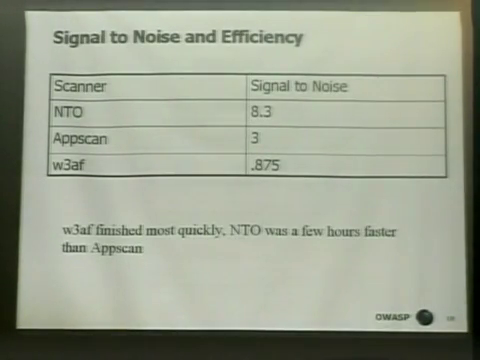And this is just so I basically took all the false positives and divided the vulnerabilities by the false positives. So that's what I got there. And as far as efficiency goes, just because the scanner finishes quickly doesn't mean it's going to find the most vulnerabilities either. I found that AppScan was the slowest, but generally gave me the best results. So that's another interesting thing.